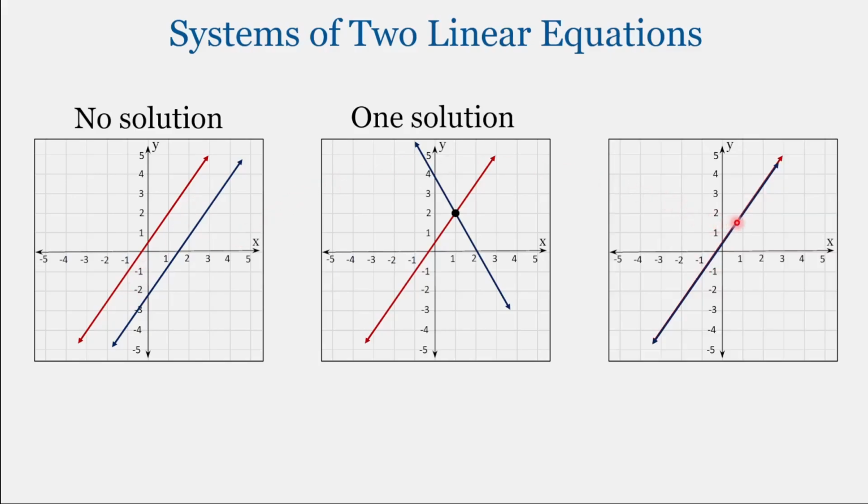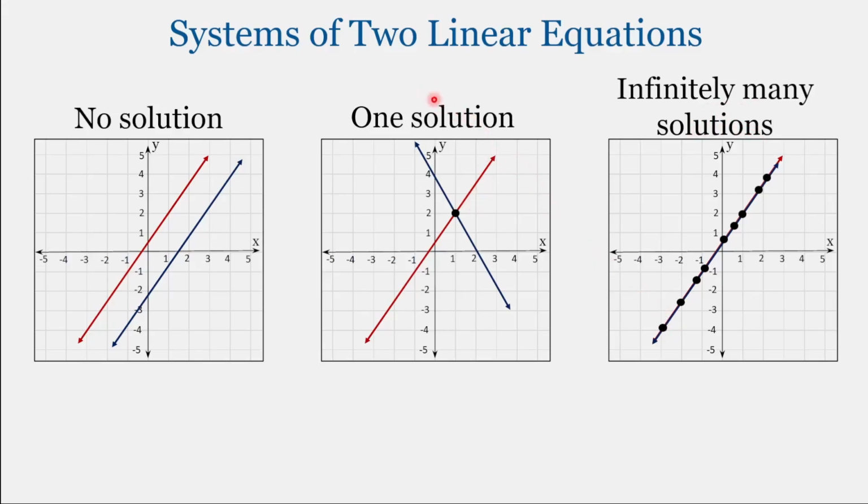And then with our third relationship, here we have one line on top of the other. This may be hard to see. We've got the blue line slightly shorter, so that you can see the red arrow pointing above it. But the two equations here produce the same line graphically. So every point on one line is also on the other line. So they have an infinite number of points in common. If a point's on one line, it's going to be on the other line. So in this case, the solution to this system of two linear equations is infinitely many solutions.